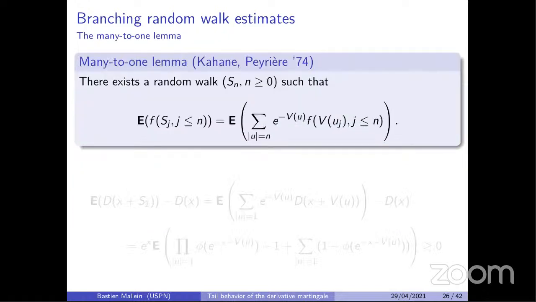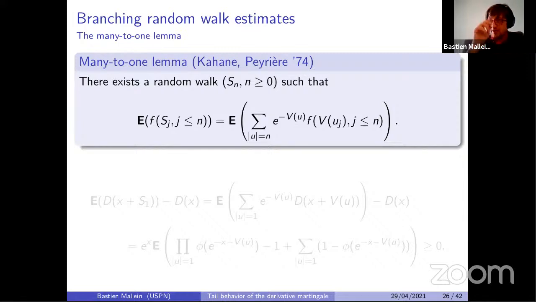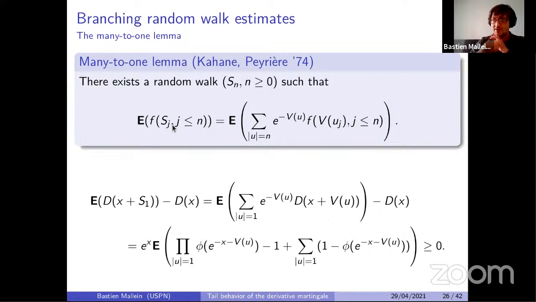Okay, so I discuss a little bit. This is the many-to-one lemma. It's a theorem that allows us to compute functions of trajectories of the branching random walk by replacing them by a functional applied to the trajectory of a single random walk. And it's interesting for us because it allows us to look at the expectation of my function D at position x plus one step of this random walk.